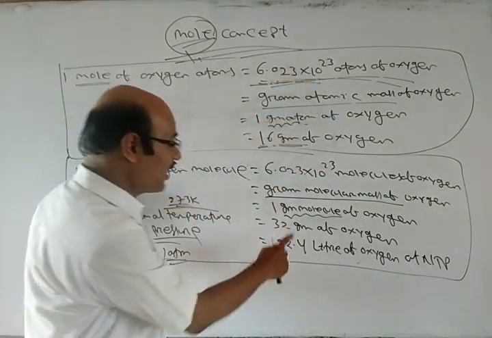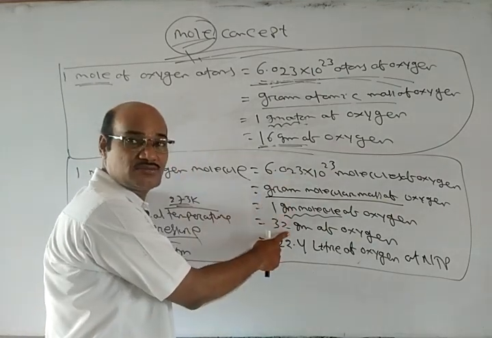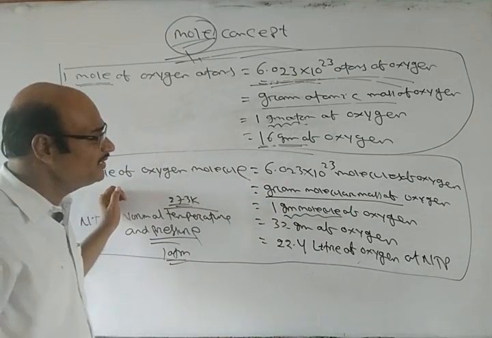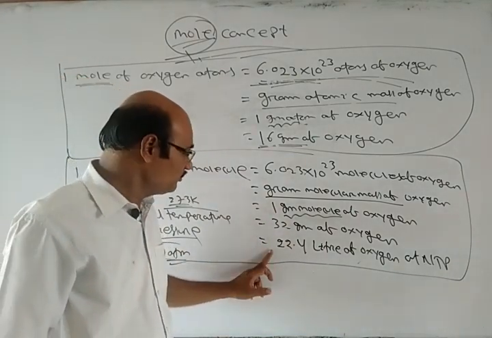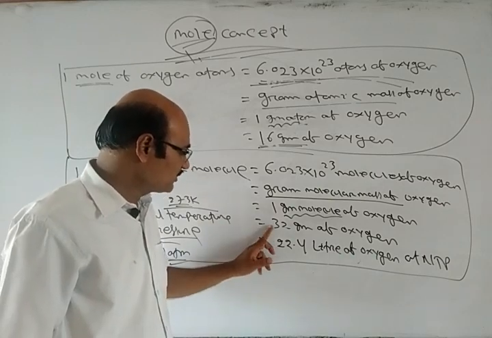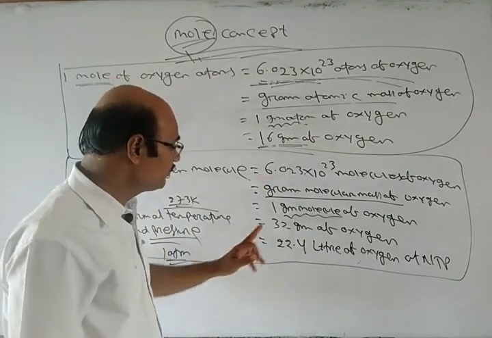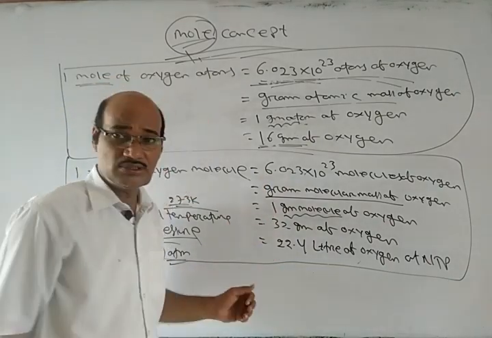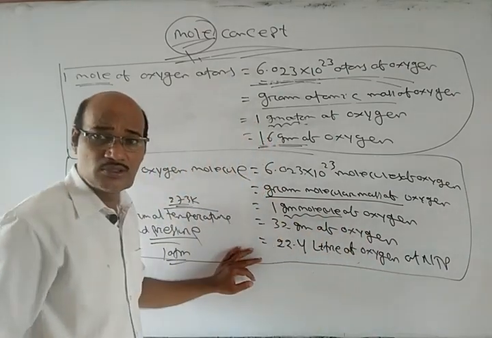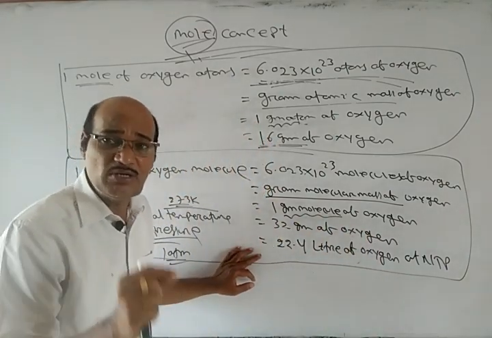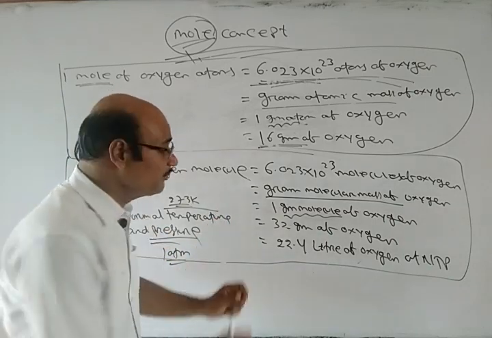So from the mass I can get the number of molecules, and from the molecules I can get the mass, right? Similarly I can relate mass into volume, and volume into mass, or mass into volume into number of molecules. Between volume and mass, 32 gram of oxygen equals 22.4 liter. So what will be the volume of oxygen at NTP if I take 320 gram of oxygen?